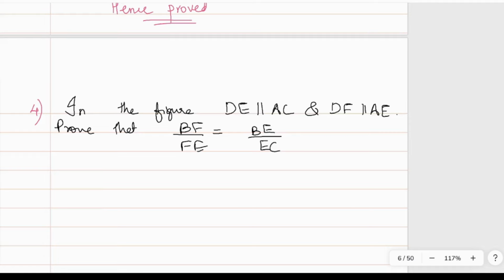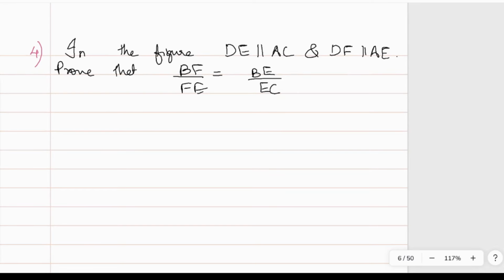Okay, now let's do question number 4. It is given that in the figure DE is parallel to AC, DF parallel to AE. Prove that BF by FE equal to BE by EC, right?